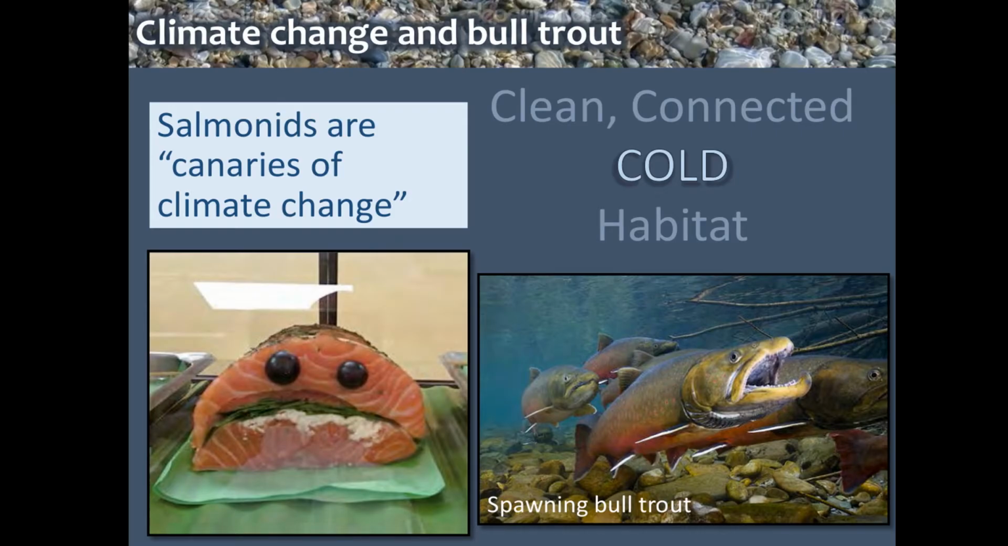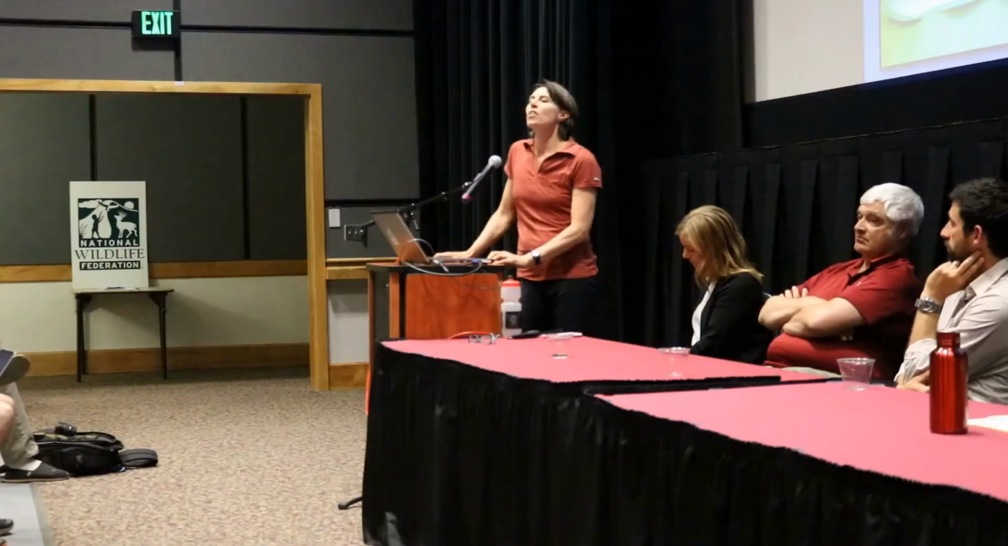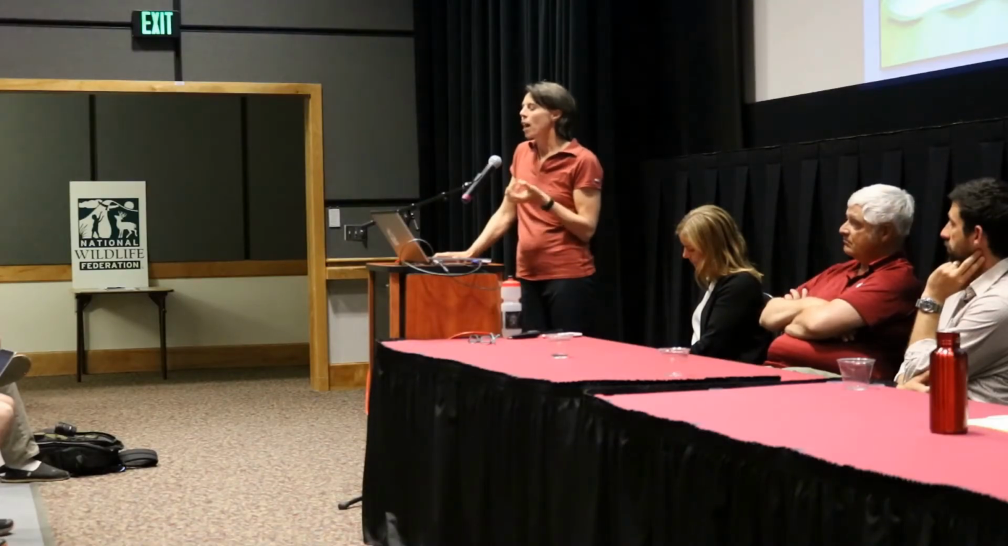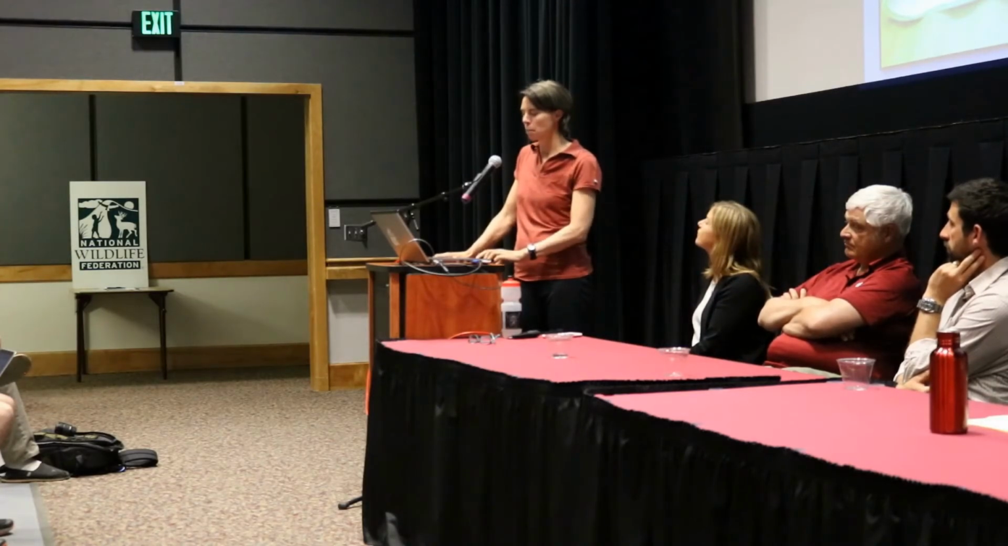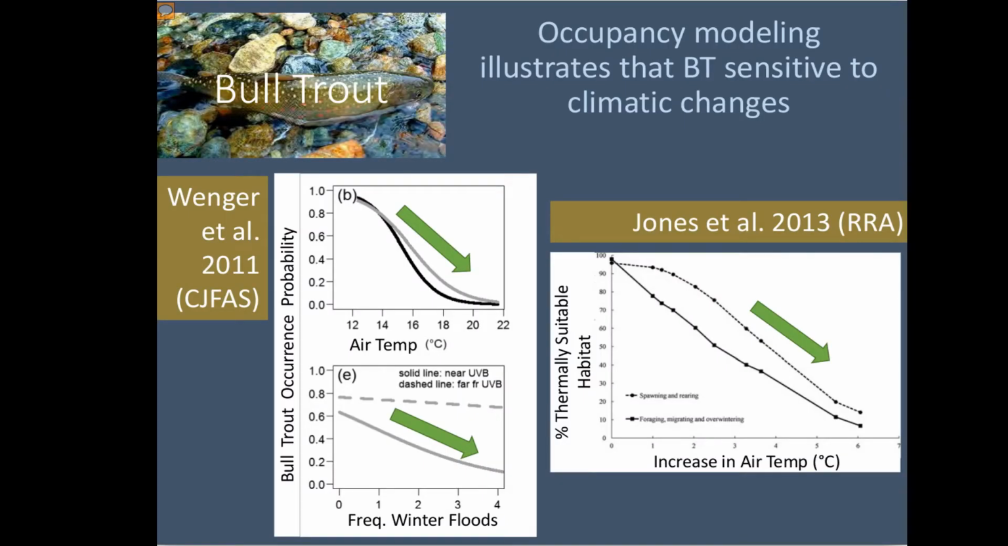They're not only affected by temperature, they're affected by flow. And bull trout are a great way to think about it because they're a salmonid. Trouts are salmonids, and bull trout require some of the coldest habitat of all salmonids. They really need cold water, so they're quickly impacted by changing climate. In occupancy modeling, we know that bull trout are strongly sensitive to air temperature, water temperature, as well as frequency of winter floods and projected water.